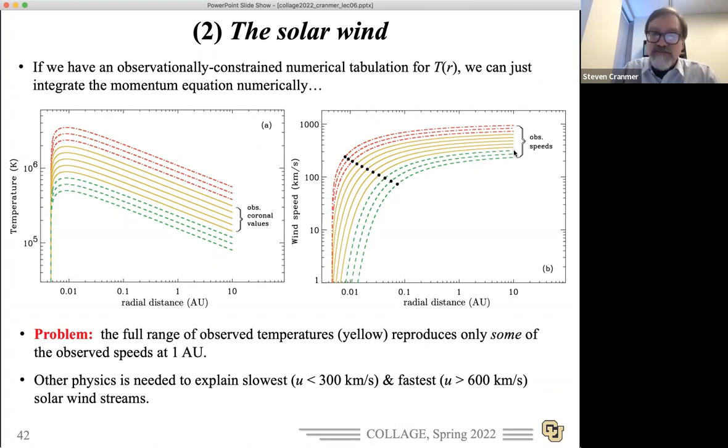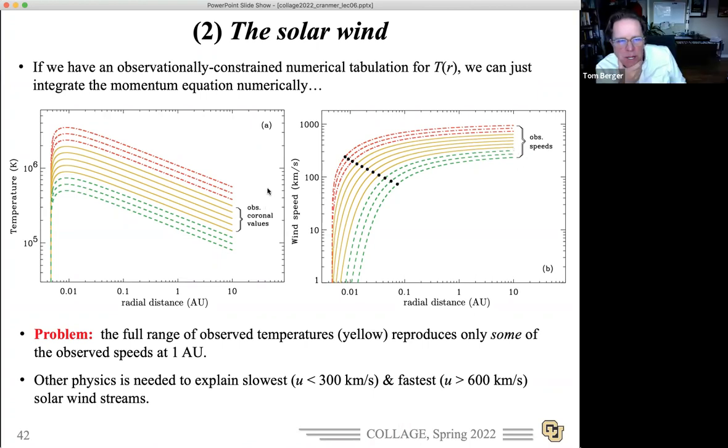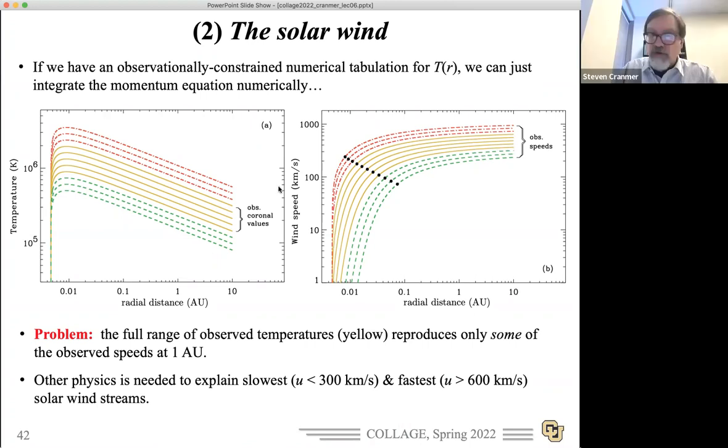So, do those observed speeds take out CMEs? Oh no, yeah, this is all just pure ambient, pure quiescent solar wind.